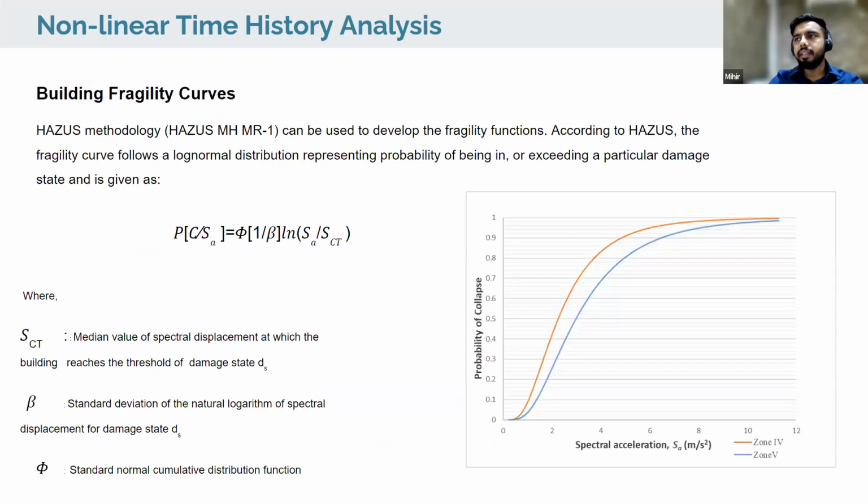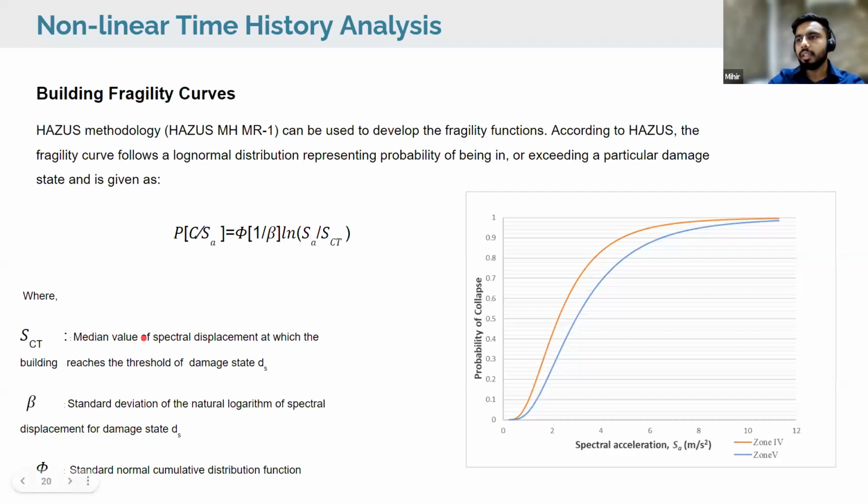Then after getting it, we can obtain the fragility curves as well. So based upon the HAZUS methodology, it can be used to develop the fragility functions. And according to HAZUS, the fragility curve follows a lognormal distribution representing probability of exceeding a particular damage state and is given as this equation. So if I brief about this equation, this is the probability of collapse for the specific spectral acceleration for which we are checking. And it is a function of logarithmic where we use these values.